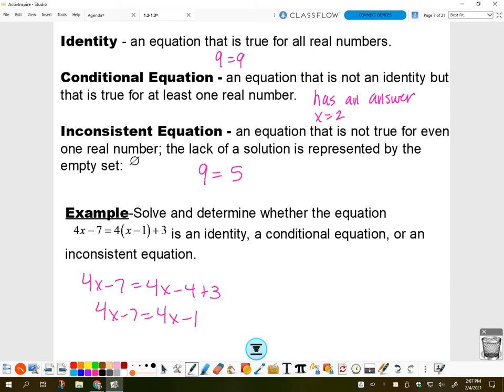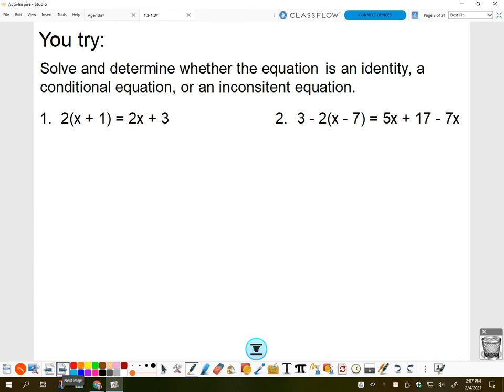So you know that there's no solution because the next step is subtract 4x on both sides, and so you get this. That is not true. So there is no solution. And we're going to give it the fancy name of inconsistent. Alright, so the next slide just has you try a couple of those. So pause, solve, and see if you can give them the right category.